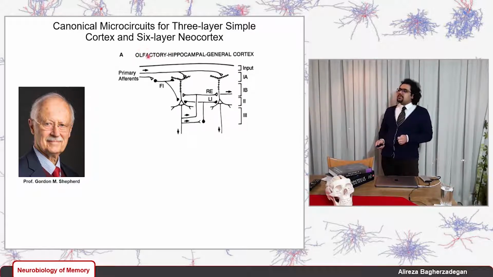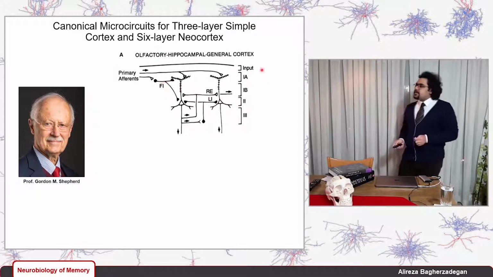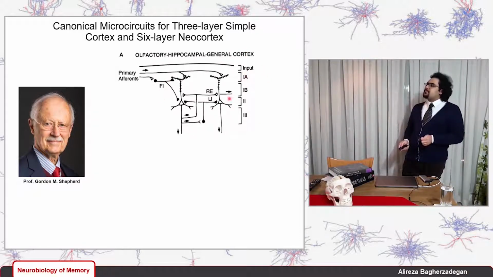It's a canonical microcircuit for the olfactory or hippocampal cortex, and you can see that we have 3 layers, and of course we have subdivisions of layers. For example, layer 1 has 1A and 1B. Anyway, we have 3 general layers. And then we have primary afferents, and those iconic neural circuits that I introduced in the previous lecture are already identified here. For instance, we have feed-forward inhibition.